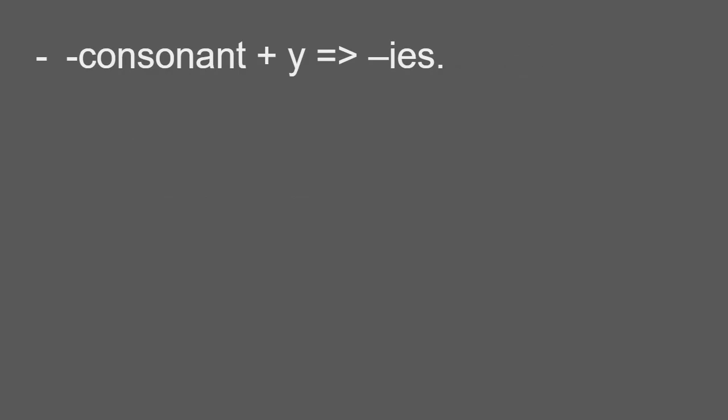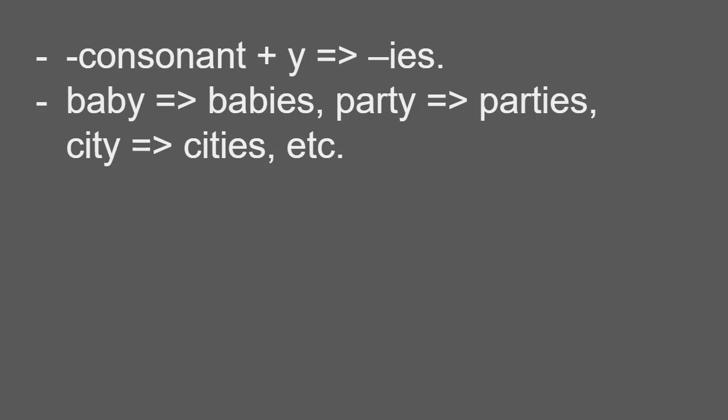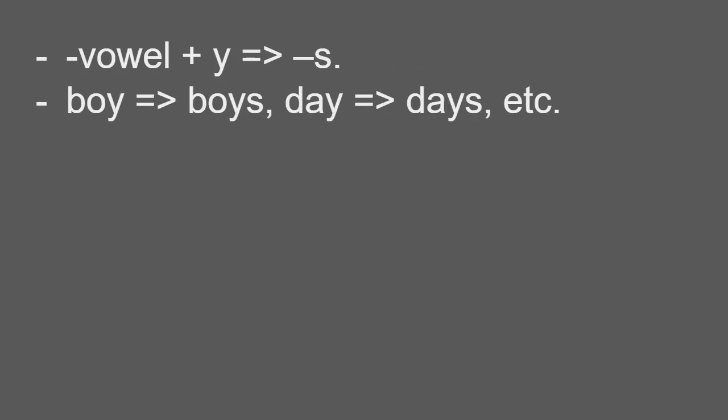If the final two letters are a consonant and then y, then you have to remove y and add ies, like baby becomes babies, party becomes parties, city becomes cities, etc. If the final two letters are a vowel and then y, then add s, like boy becomes boys, day becomes days, etc.